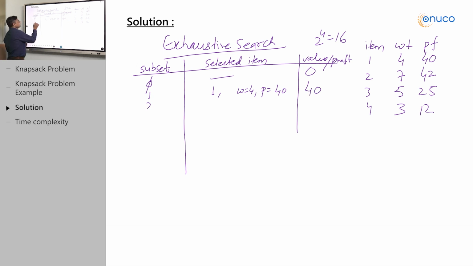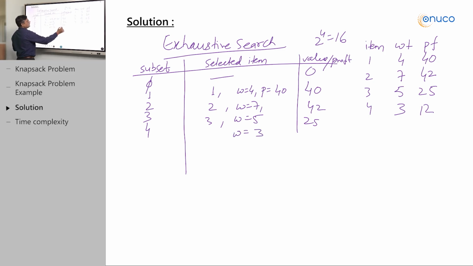If you select only the second item, what is the weight? 7, and profit is going to be 42. If you select the third item, the weight is 5 and profit is 25. If you select the fourth item, the weight is 3 and profit is going to be 12. Now single items are done.